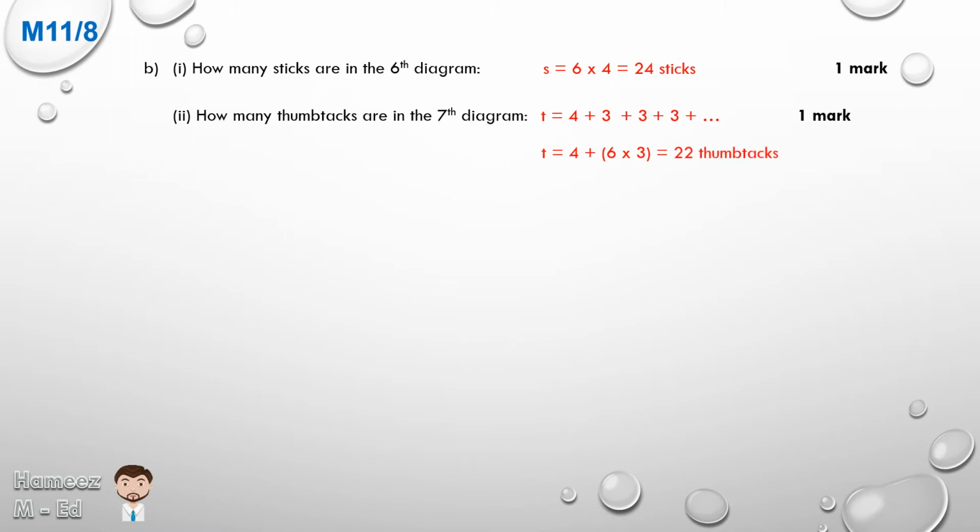So 4 plus 6 3s are 18s. 18 and 4 is equal to 22 thumbtacks. Now, part C, complete the table by inserting the missing values.